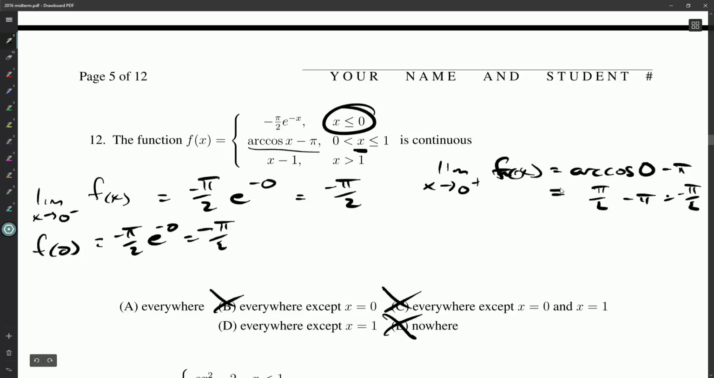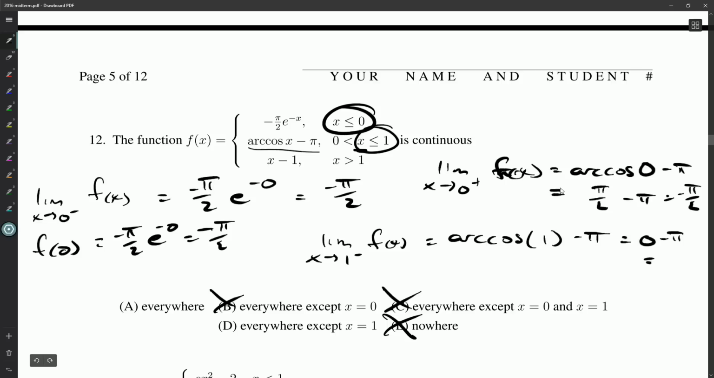Okay. Really quickly, limit as x approaches 1 from below. Well, approaching 1 from below, you're going to look like arc cos. So you'll have arc cos of 1 minus pi. What value do I have to plug into cosine to get 1 out? 0. So we'll get 0 minus pi or -pi.